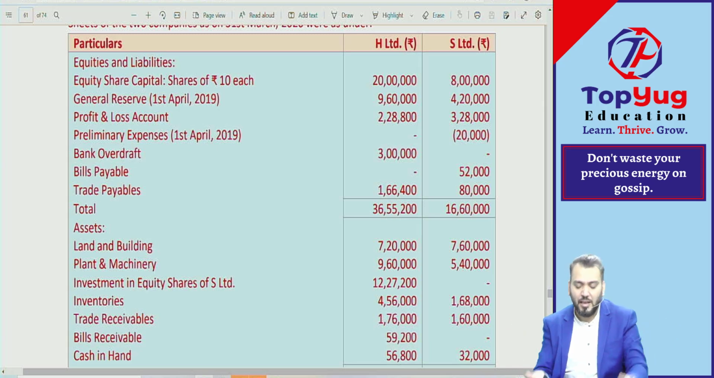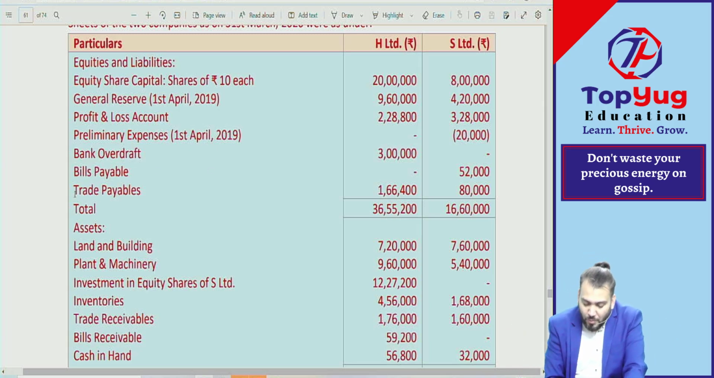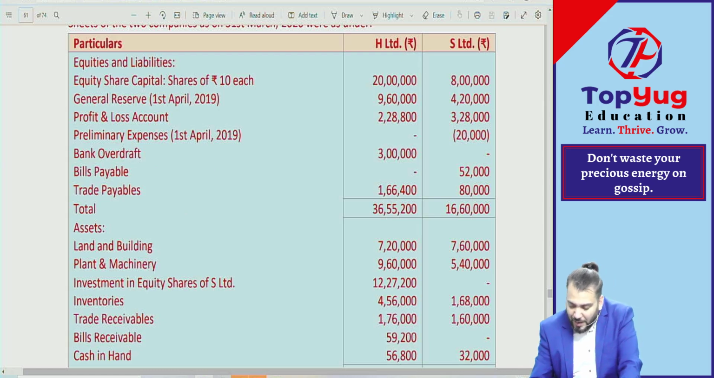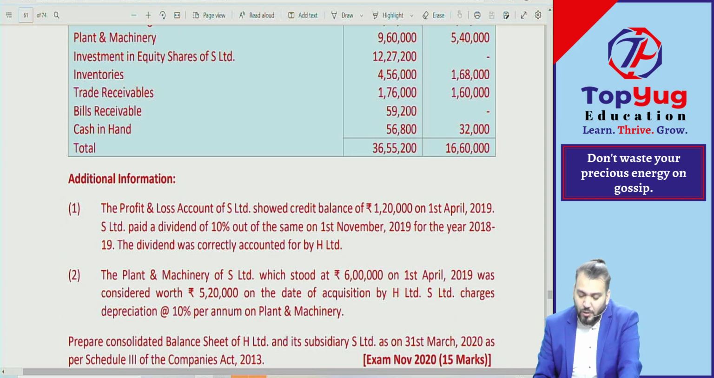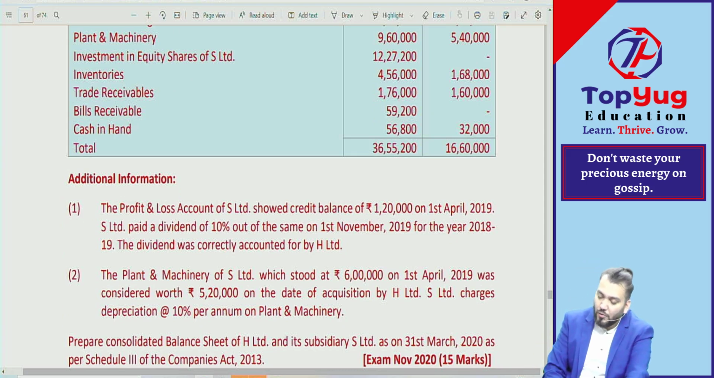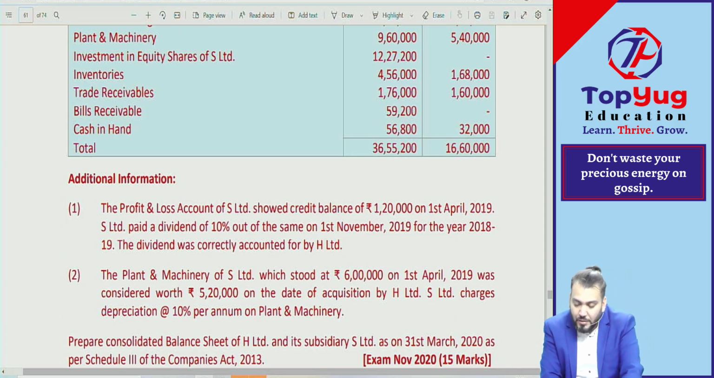Are you getting what I am saying? Then bank overdraft, bills payable, land and building, plant and machinery, etc. are given. Profit and loss account of S Limited showed a credit balance on 1st April 2019. S Limited paid a dividend of 10% out of the same on 1st November 2019 for the year 2018. The dividend was correctly accounted.